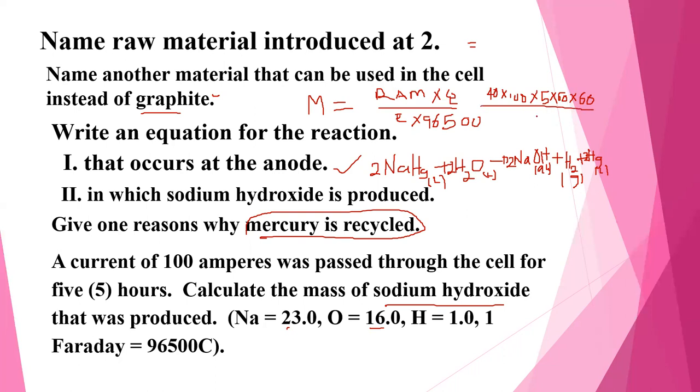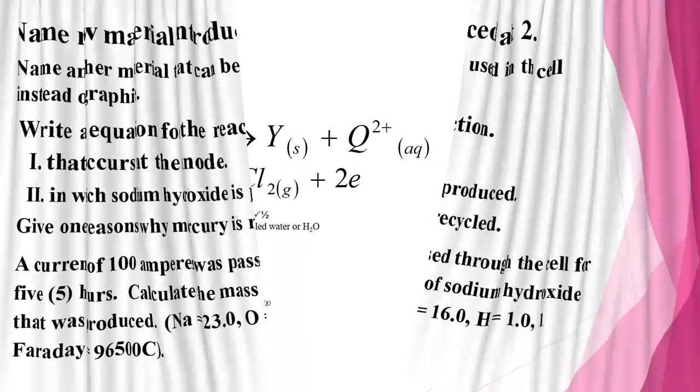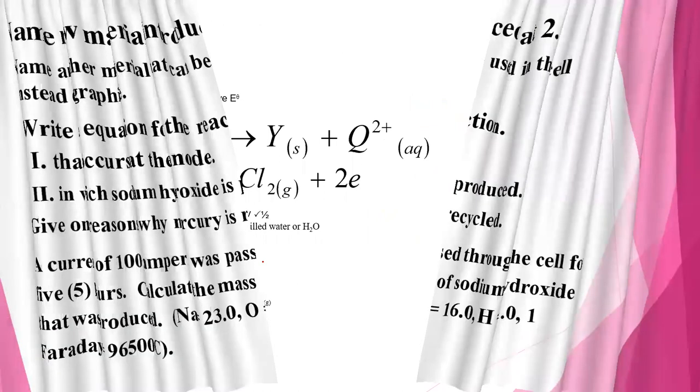Then we divide by the charge. The charge of sodium here is 1. So that is just 1 times 96,500. So you will be able to get the answer just like that. You can compute that, then you get the answer. The answer should be in grams. Let's see how it works.